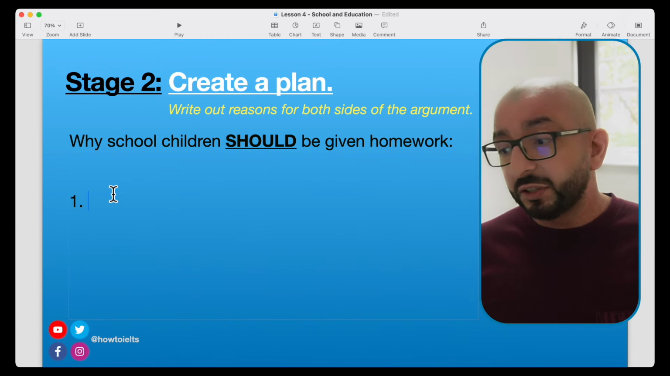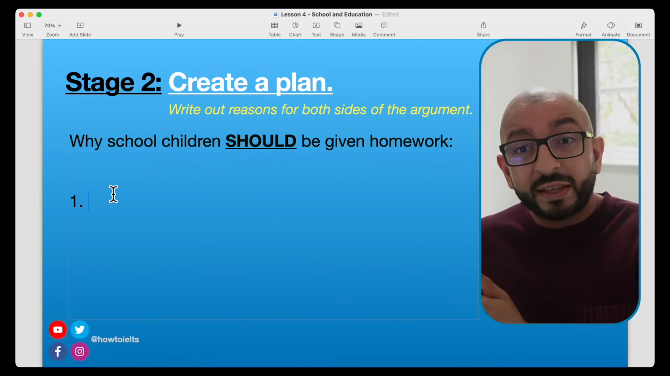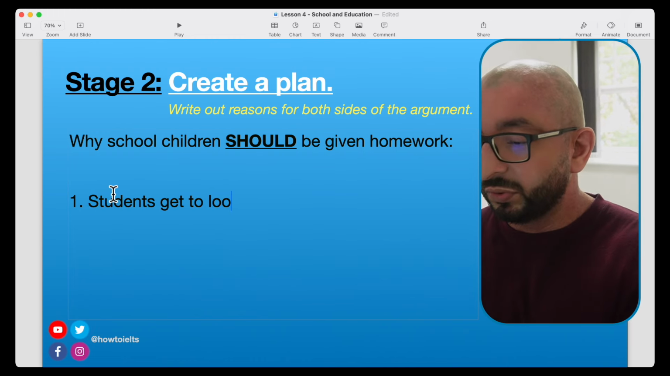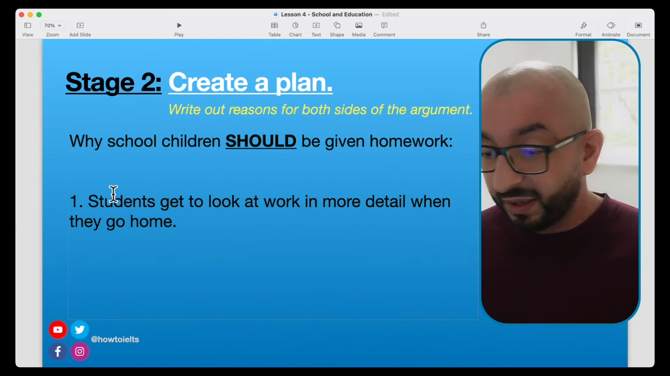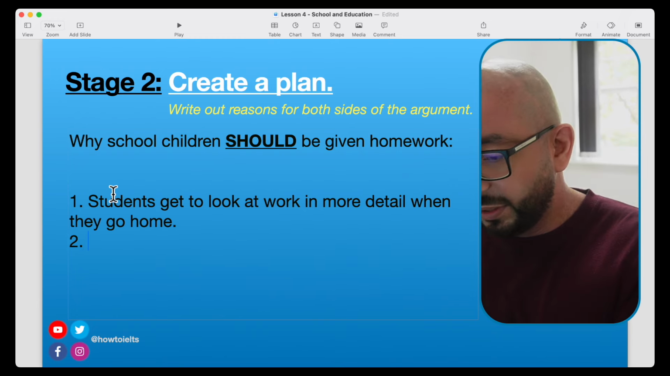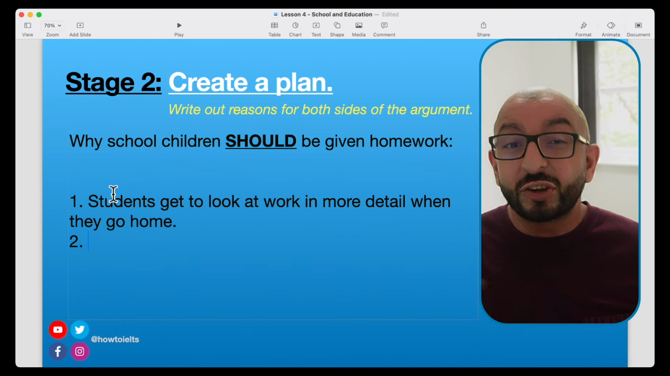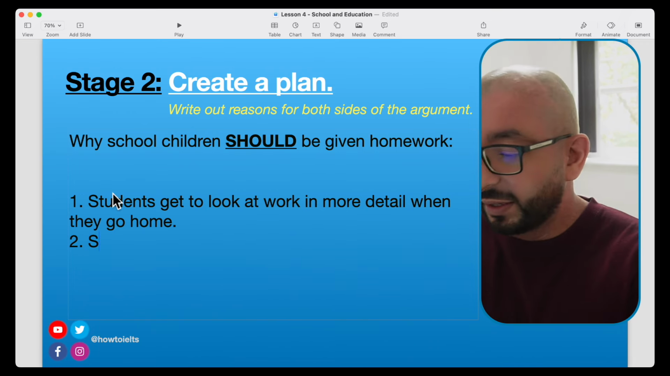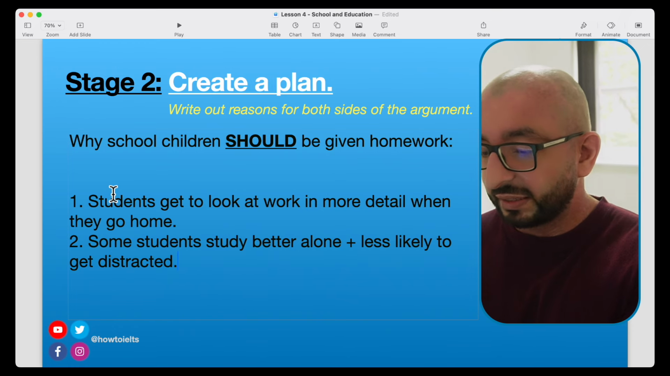Now here, for the first reason, I'm just going to say students learn something in school, but when they go home, they get another chance to go over it in a bit more detail without distraction. So students get to look at work in more detail when they go home, okay? Now, again, I've written that in note form. And the second reason, I'm just going to say that students are less likely to get distracted at home because there's no other students there to bother you or distract you. So we'll write that down. Some students study better alone. And next to it, I'm just going to write less likely to get distracted, okay?